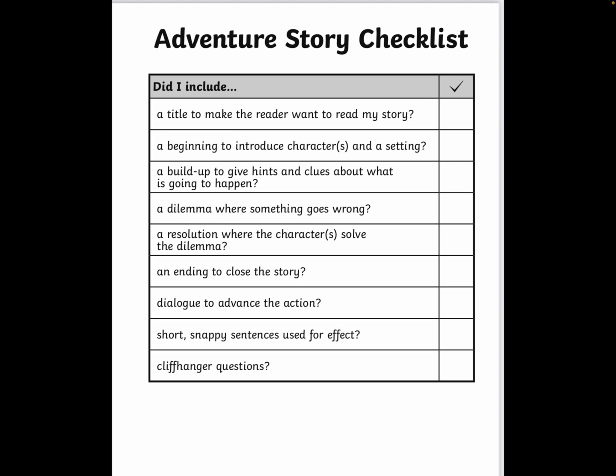Then, have we got a beginning to introduce the characters and the setting? So that's your first paragraph. And can you remember, we've talked a lot about show, not tell. So we find out about our character and where they are as we read through the story, and those details are woven into the story and they are implied rather than just written down exactly.